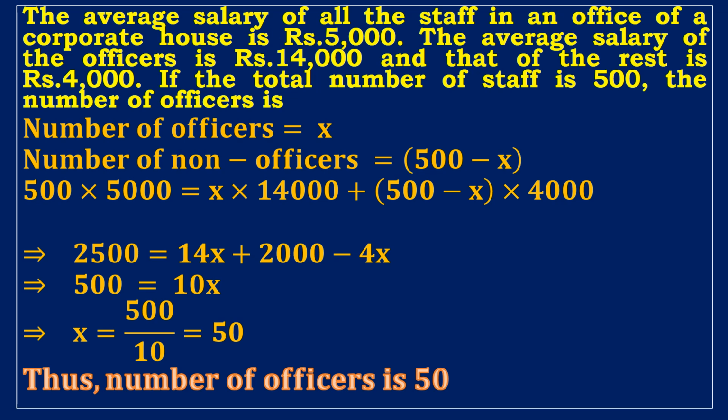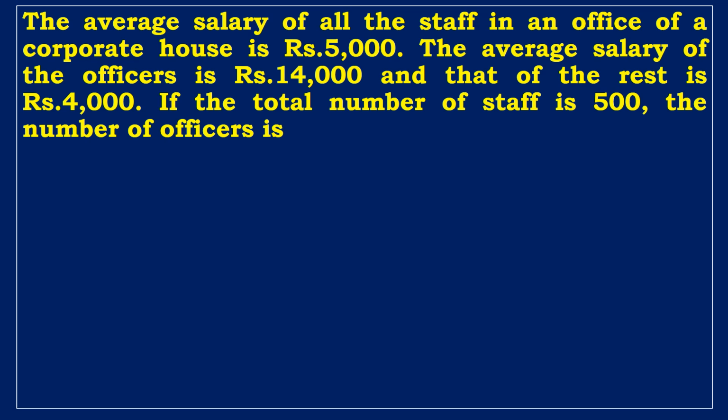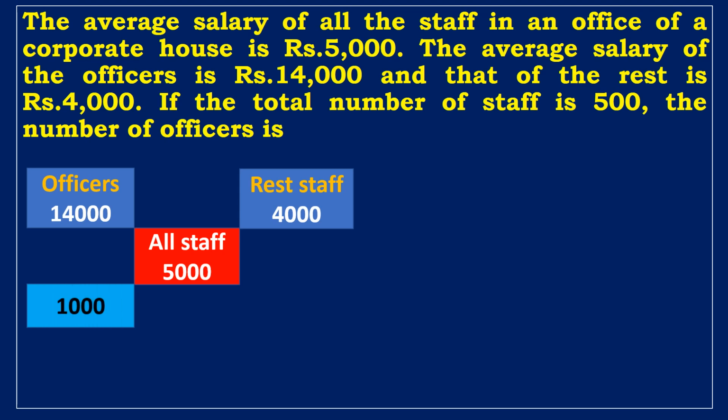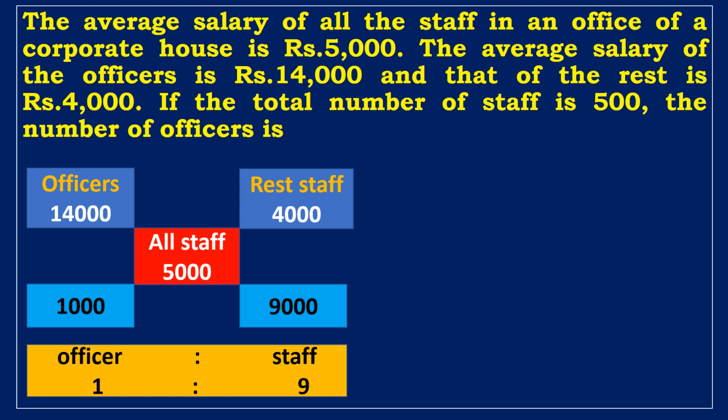We can solve this type of question in a smart way using the proportion technique. We also know that the average salary of all the staff is Rs 5,000, the average salary of the officers is Rs 14,000, and that of the rest is Rs 4,000. The difference between 5,000 and 4,000 is 1,000. Similarly, the difference between 14,000 and 5,000 is 9,000. It means that the ratio of the number of officers to the rest of the staff is 1 to 9.